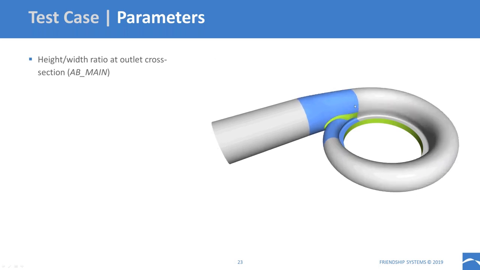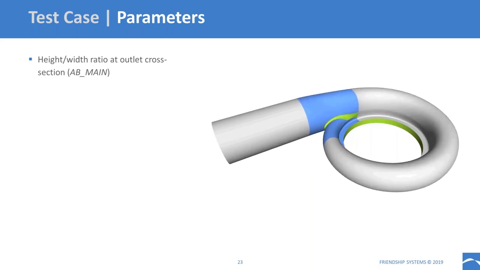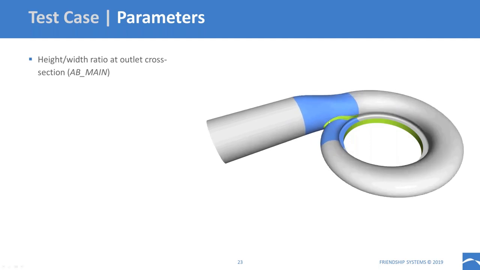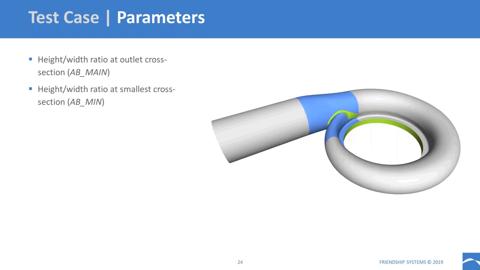So you can see in the animation here what happens to the geometry when we're changing the value of this parameter. Of course, this has the most influence here on the scroll shape. Then we have the height-width ratio at the smallest cross-section of the volute. So you can see here the changes to the geometry.